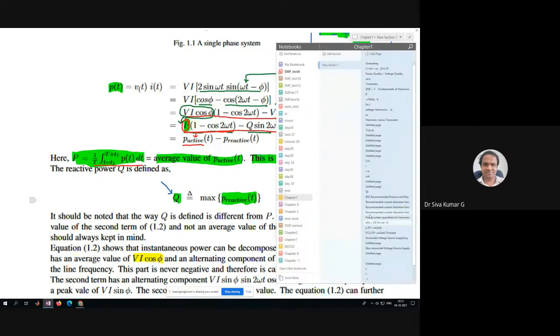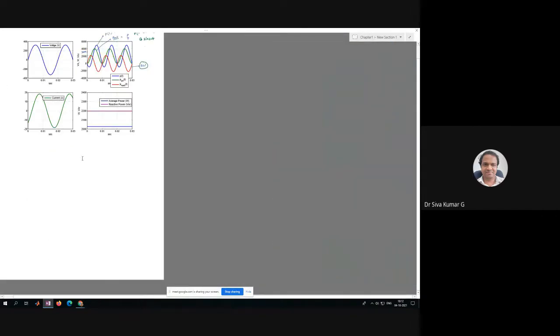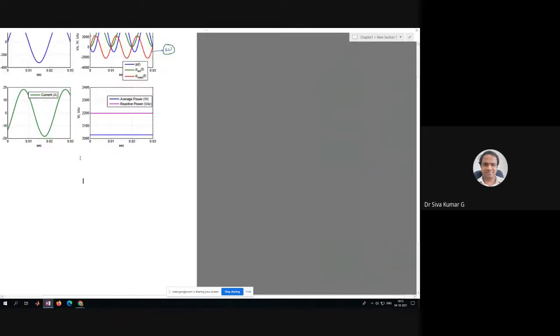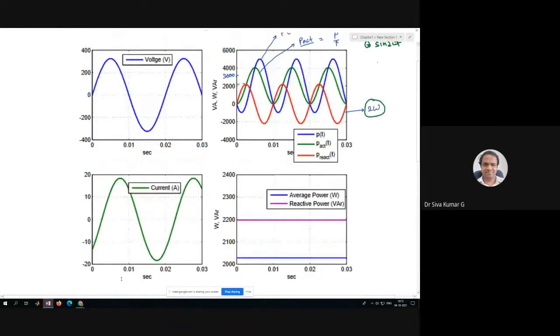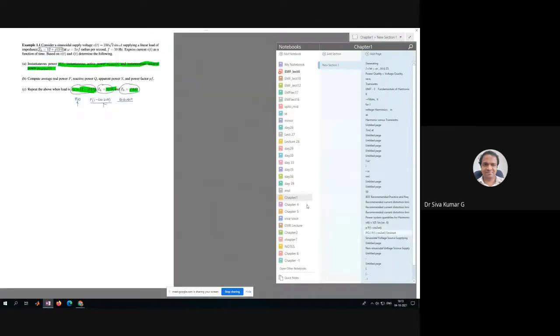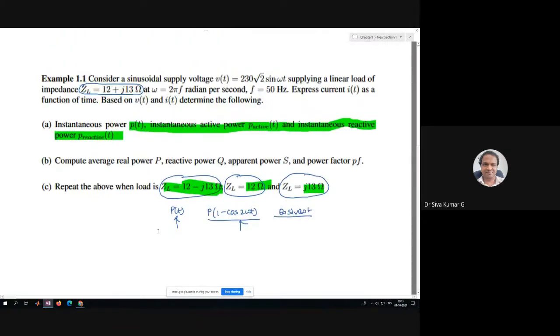In the last class, we have seen some of the powers, where we considered the real power by considering the RL load. I have shown this plot of V of t and I of t, and this is the P of t graph, with P actual of t and P reactive of t, and this is the average power and the reactive power. I asked you to work out these problems. Maybe you can work them out using MATLAB also.